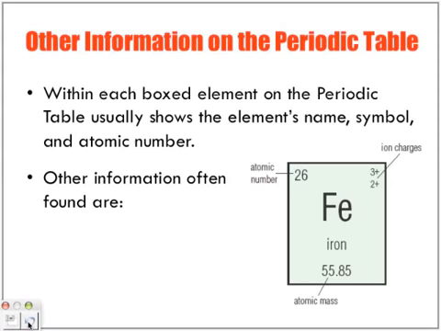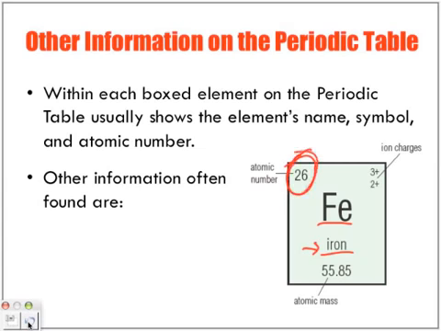Other information that can be found on the periodic table. Within each boxed element on the periodic table usually shows the element's name, the symbol, and the atomic number. Okay? So, name, symbol, atomic number. Those 3 things should always be there. Sometimes you might not see the name. Sometimes you might see an even simpler version. But the atomic number should always be there.